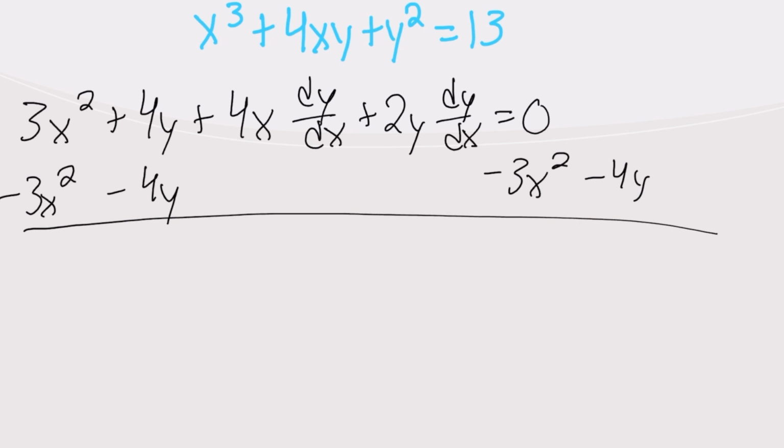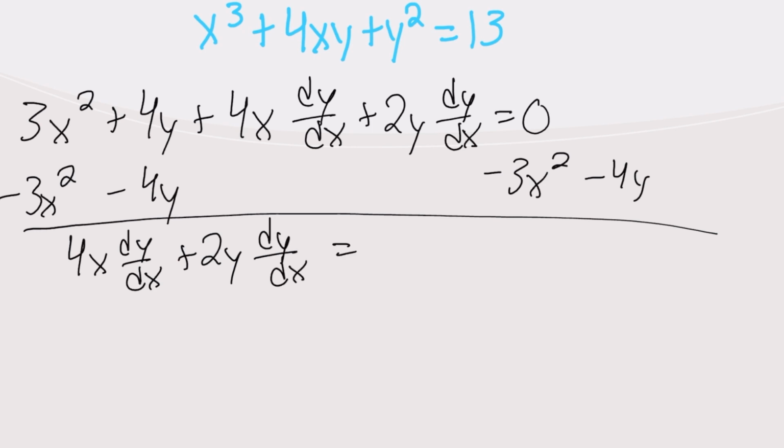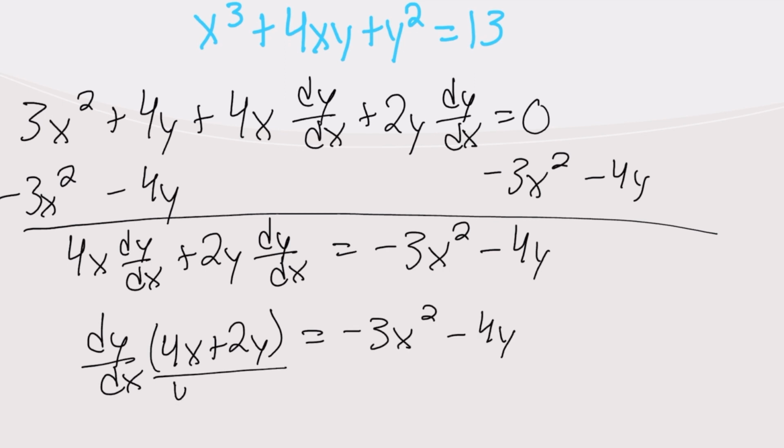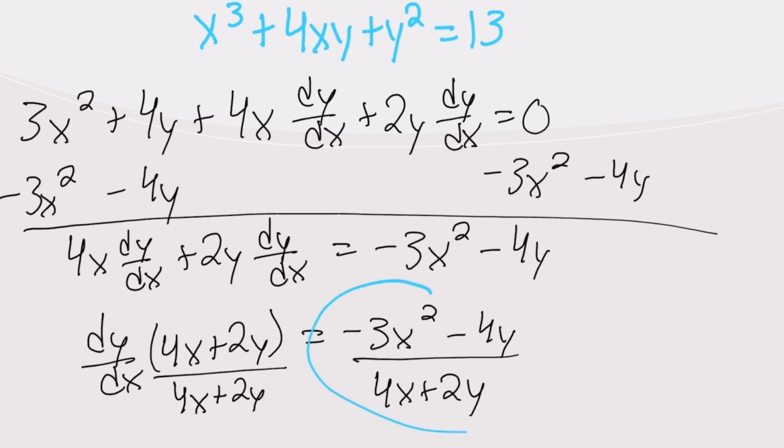And that is going to leave you with 4x dy over dx plus 2y dy over dx equals negative 3x squared minus 4y. And then you want to bring dy over dx to one side, so dy over dx times 4x plus 2y equals negative 3x squared minus 4y. And then you're going to divide both sides by 4x plus 2y. And you're left with your final answer of negative 3x squared minus 4y divided by 4x plus 2y.